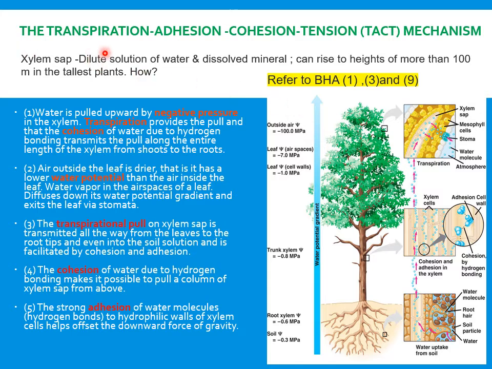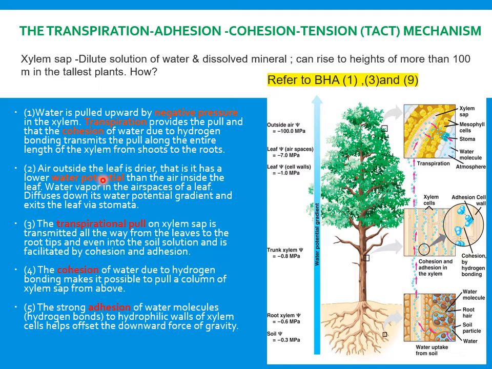So what does actually the transpiration, adhesion, cohesion, tension mechanism explain about? Right. So basically, tengok macam mana pokok setinggi 100 meter pun dapat air secukupnya. Because of the transpiration, adhesion, cohesion, and tension. So water is pulled upward by negative pressure in the xylem. Because why? Because of the transpiration. So transpiration will provide the pull, and the cohesion of water due to the hydrogen bonding between water molecules. So it will pull all the entire length of the xylem from shoots to the roots.